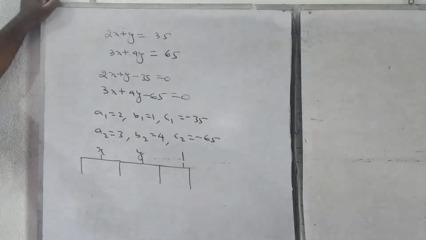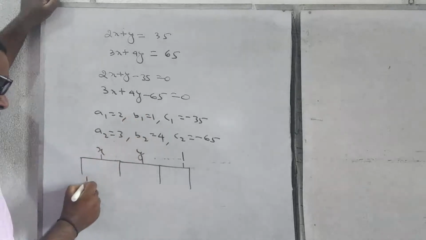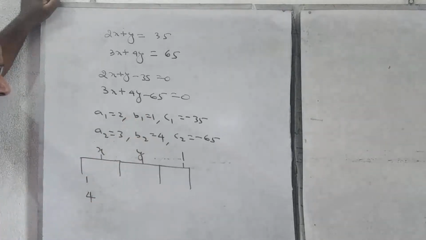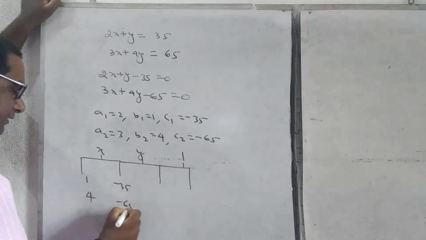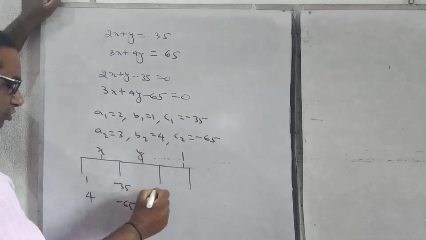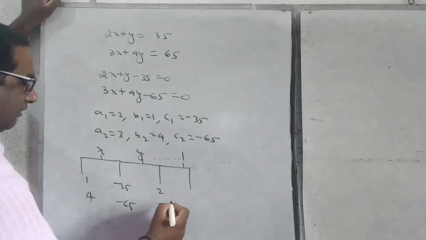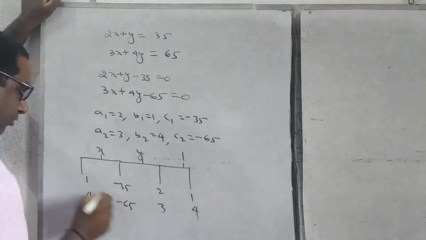X, y, 1. So first of all b1, b2, 1, 4. Then after b1, b2, c1, c2, minus 35, minus 65. Then a1, a2, 2, 3. Then again b1, b2, 1, 4.